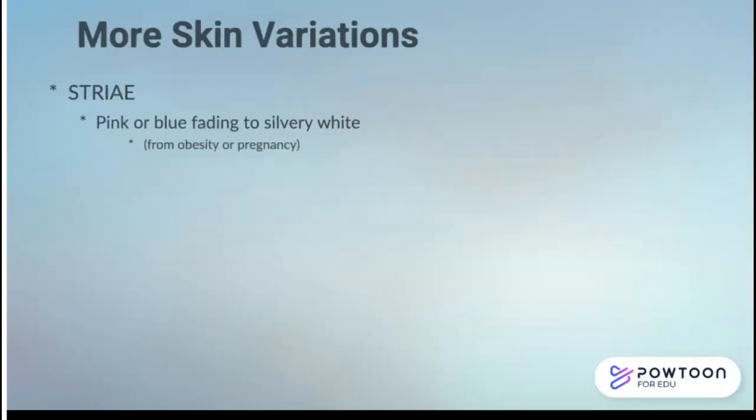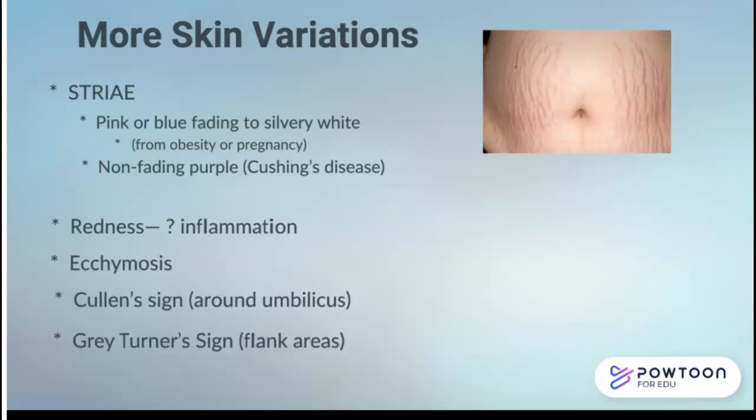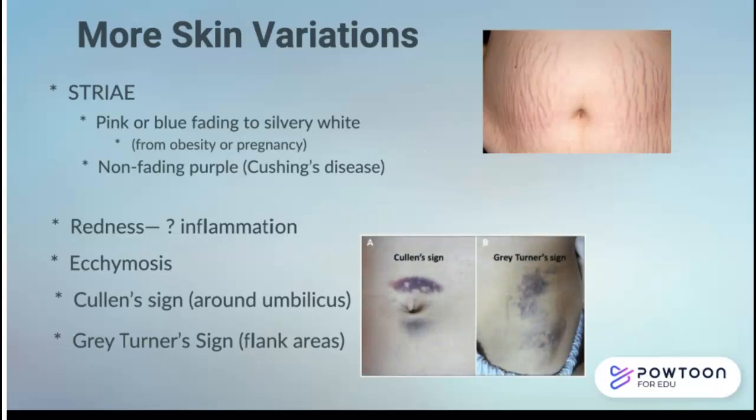Notice any other skin variations, including striae, also known as stretch marks. You also want to look for any redness, any ecchymosis, or bruising. And there's 2 things called a Cullen sign and Grey Turner sign that may show a retroperitoneal bleed. Pay close attention to that.